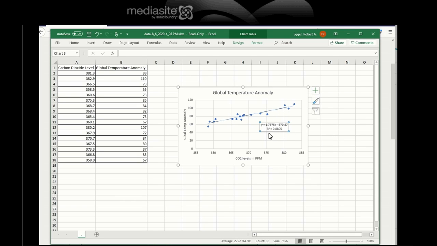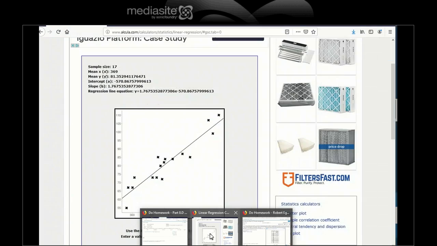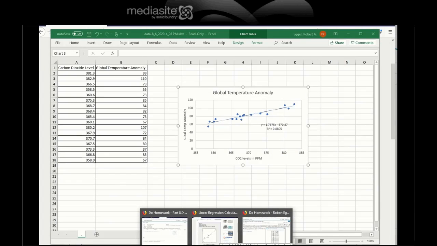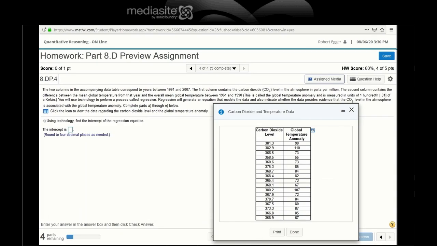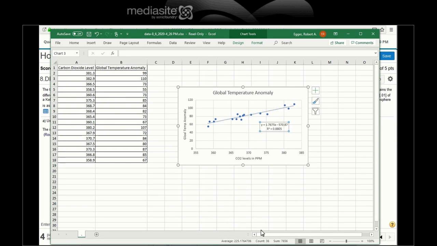Let's see how these guys compare. 1.7675 to 57.87. 1.7675, 57.87. All right. Wrong button. All right. Notice it only came out in two decimal places for like the intercept.